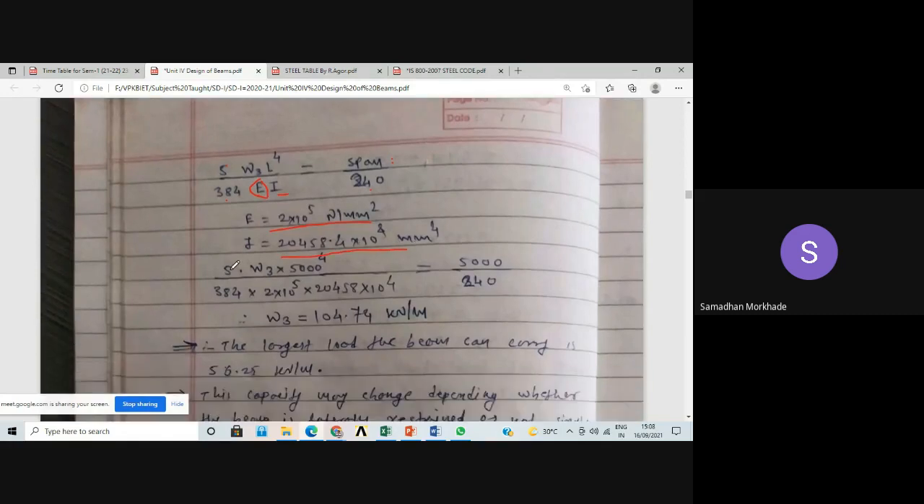Now equate 5 W3 L⁴ (5000 into 10 to the power 4) divided by 384 E, where E is 2 into 10 to the power 5, and I is this one, equal to span by 240. The span of our beam is 5000 divided by 240. So only W3 is unknown. Now W3 is equal to 104.74. Now we have got W1.